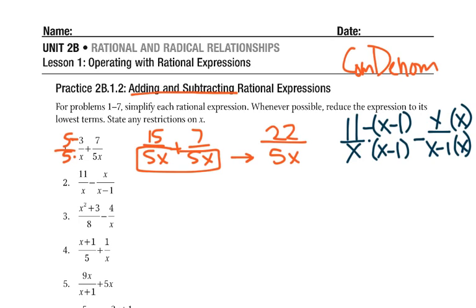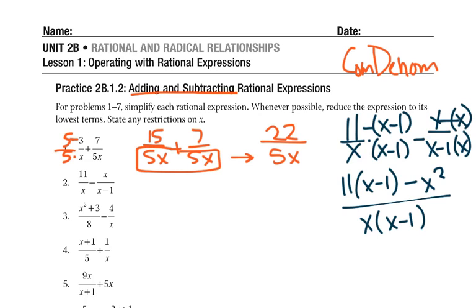Okay, so then I'd leave this 11 times x minus 1 minus x times x is x squared over x times x minus 1. Now, I can go through and multiply these, but I do like to see if things can cancel out. Now, some of you may say this can cancel out, but because of this minus right here, this whole top is a package deal. Okay, we can't do it.